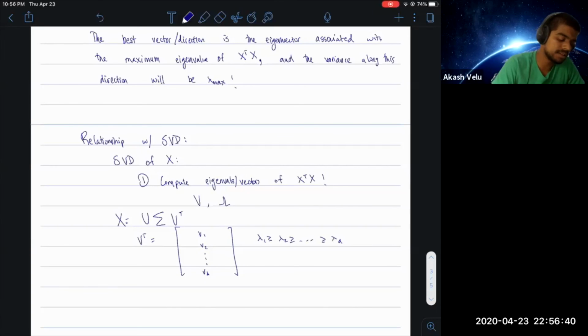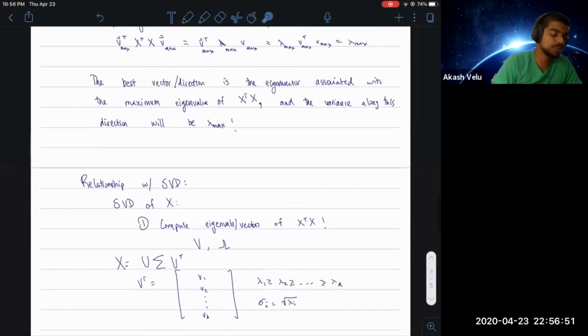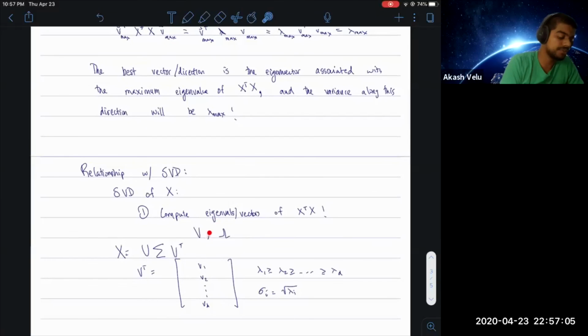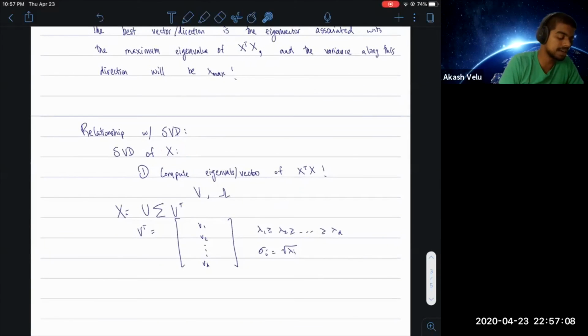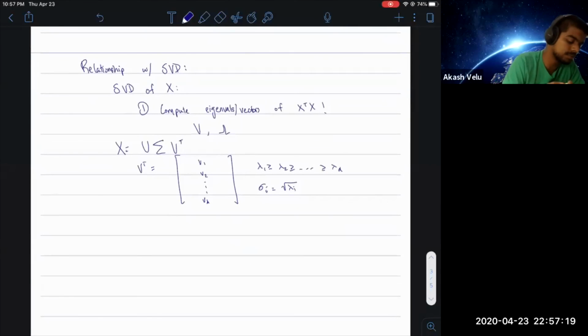And remember that each singular value is equal to the square root of the eigenvalue. So the upshot is that if we want to find the best direction or the first principal component of the data, so the best direction is called the first principal component, which is where the name PCA comes from, then all we have to do is find the SVD of our center data matrix X and just take the first row of V, or first column of V. Okay, so let me write that down and then we can summarize and conclude.